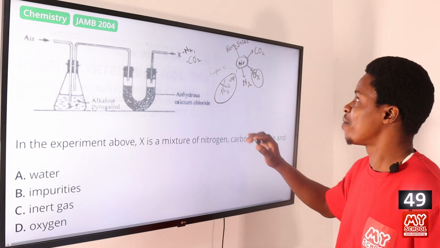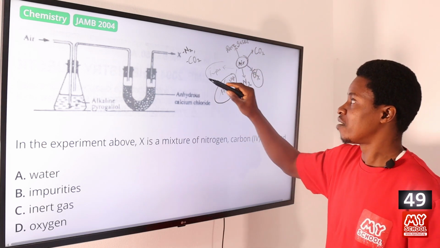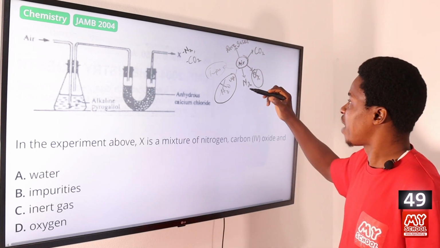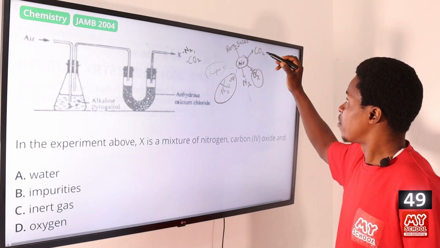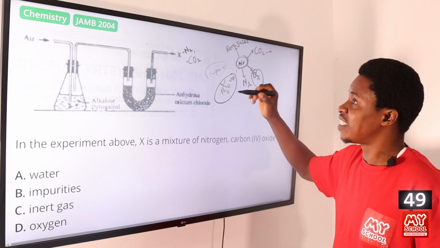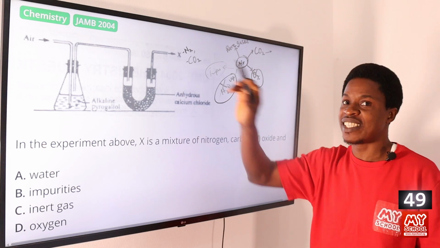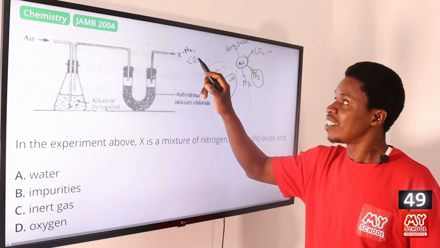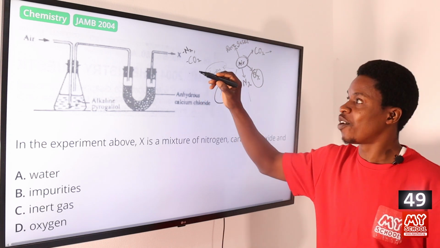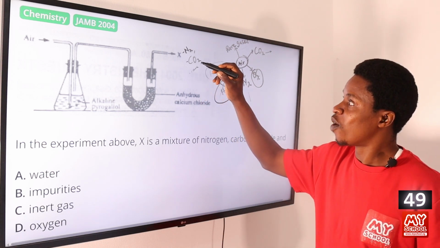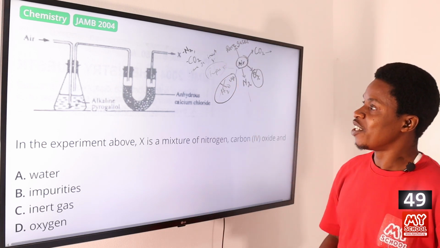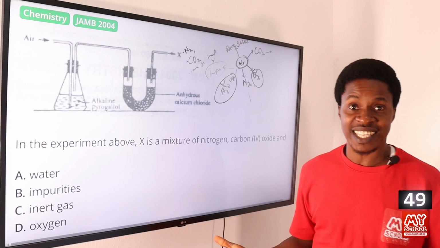So now let's look at what we have here. Impurities, let's take it out. What we have left is nitrogen, carbon dioxide, and rare gases. So these are the three things that will be formed in this X: nitrogen, carbon dioxide, and what? Rare gases. Either you call it rare gases or inert gases, any of those will pay. So I think that answers the question now.